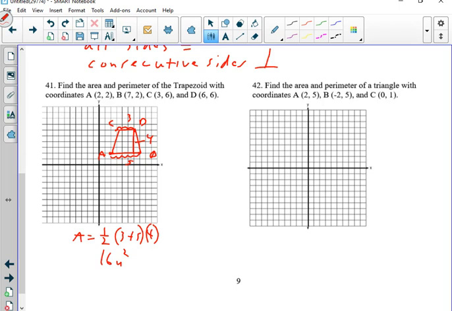Now the perimeter, we need to find the measure of AC. So we know this is 1 right here. This is 4. So 1 squared plus 4 squared equals C squared. So that's the square root of 17. So the perimeter is going to be 5 plus 3, which is 8, plus 2 times radical 17, because both legs are radical 17.